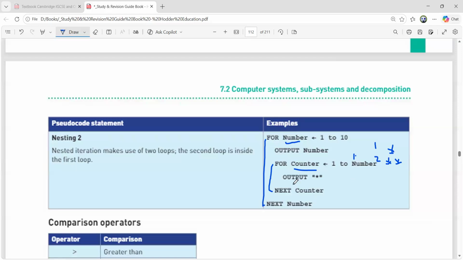Then it will move back to the next number, and next number will send the control back to the for number equals 1 to 10, and now the value of number will be 3. So it will now move inside, and it will work from 1 to number, meaning 1 to 3.